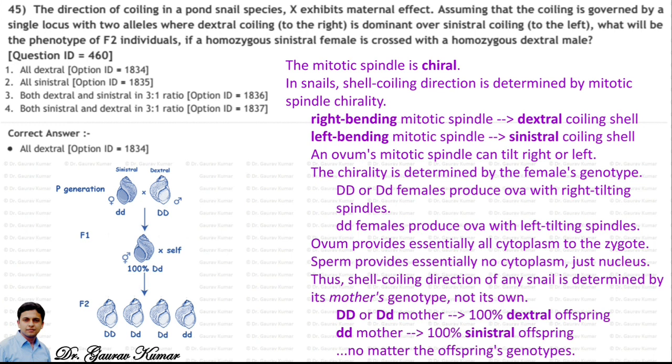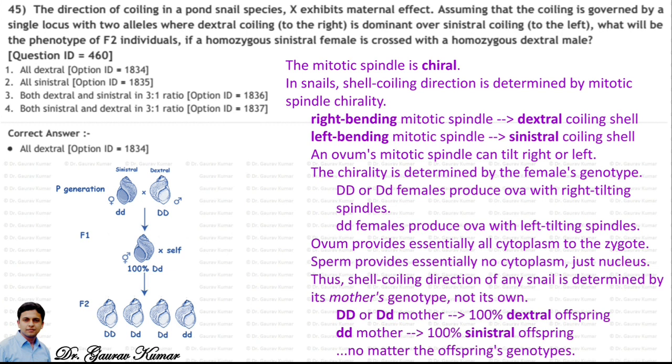Okay, so this is a long one, but yes, the snail is a very typical example of maternal inheritance because of the rotation of the spindle. I'll just give you the detail. Whatever our question is saying is drawn in this figure. So there is a homozygous sinistral female, and then there is a homozygous dextral male, which form the F1 progeny, that is selfed, and then we have the F2 progeny. So what will be the phenotype of the F2 progeny?